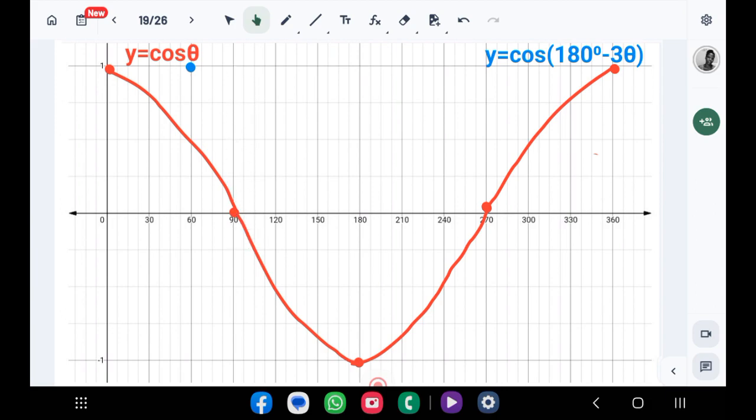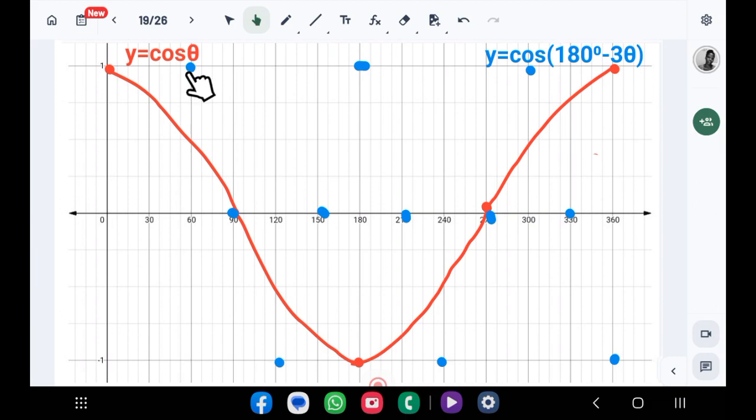So that is where our first x-intercept is going to be for the blue graph. Then another 30 gives us the minimum turning point. That's at 120. Another 30 at 150 gives us another x-intercept. Another 30 at 180, maximum turning point. X-intercept, minimum turning point. X-intercept, maximum turning point. X-intercept, minimum turning point at 360 degrees.